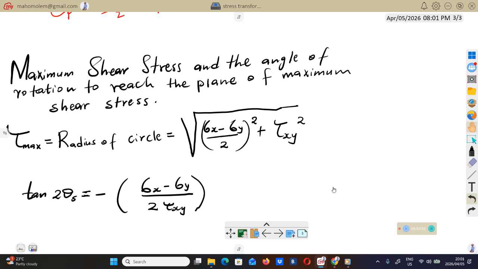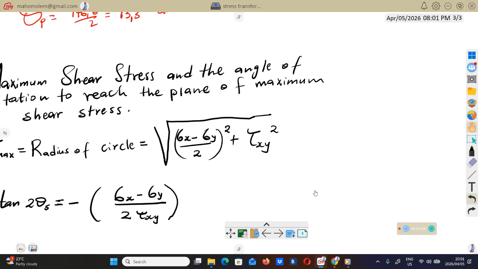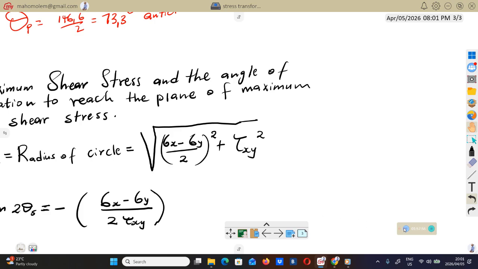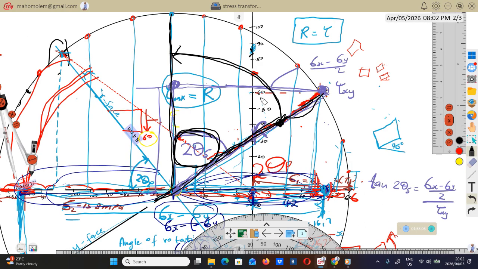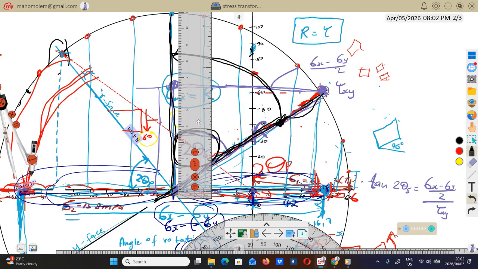To save time, this video is too long. Find the maximum shear stress. You substitute, and you will get that the maximum shear stress is this much. So let's go and verify it using Mohr's circle. You got 109. So you must measure from here.